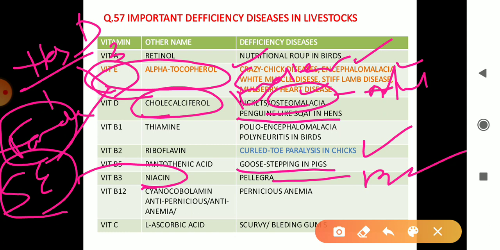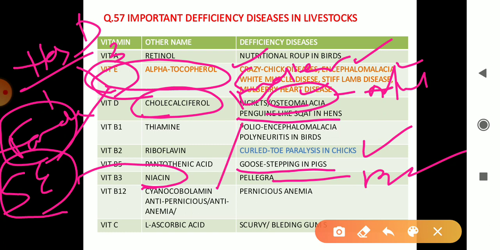Coming to the next question, vitamin B12 is a very important component in the process of erythropoiesis, meaning the production of RBCs. Its deficiency leads to anemia, meaning either a decline in blood volume or a decrease in hemoglobin concentration. Vitamin B12 is also known as cyanocobalamin, or the anti-pernicious or anti-anemic factor.